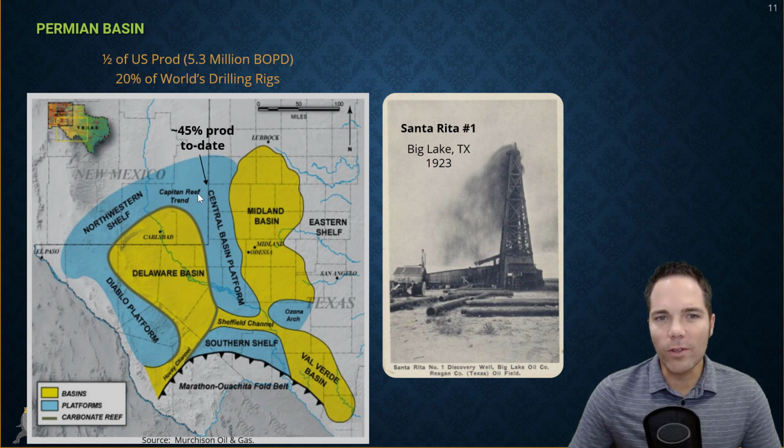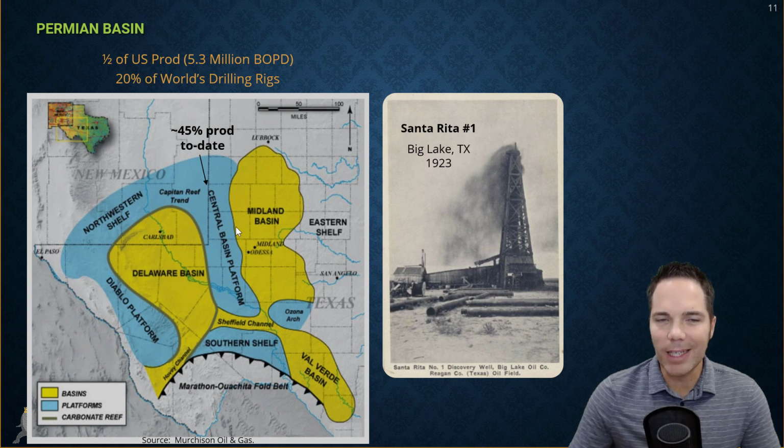Now, you don't want to overlook, so a lot of the activity or a lot of the focus nowadays in the Permian Basin is on the shale plays, the unconventional reservoirs where we're doing that sort of thing in the Delaware Basin, in the Midland Basin. But the Central Basin Platform is not something you want to overlook. Up to 45% of the production to date from the Permian Basin has come from the Central Basin Platform.